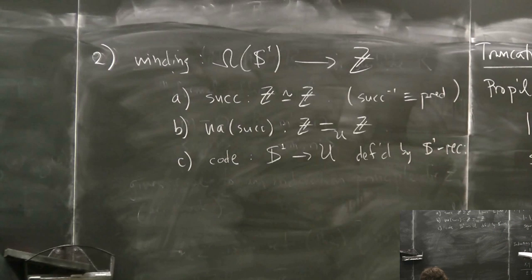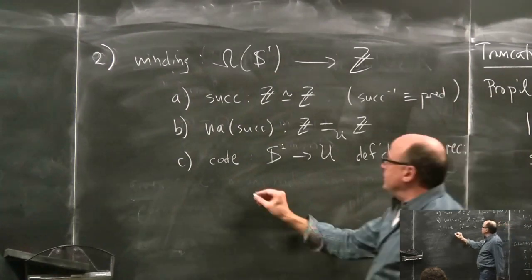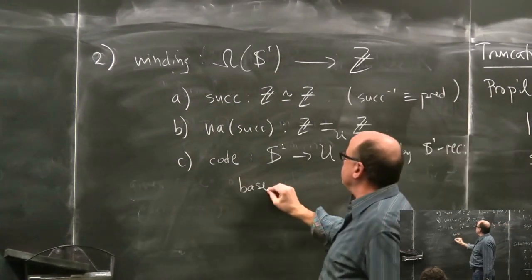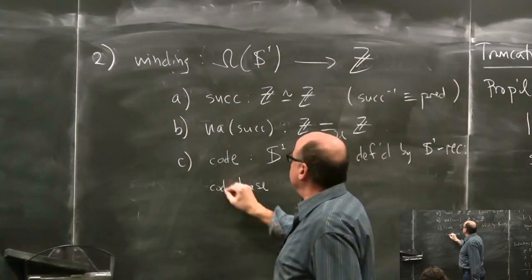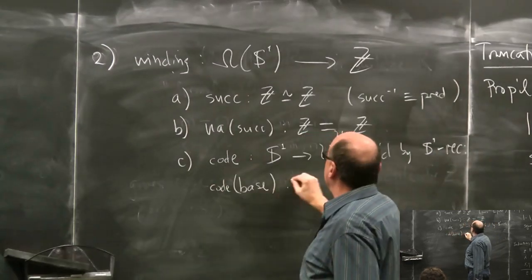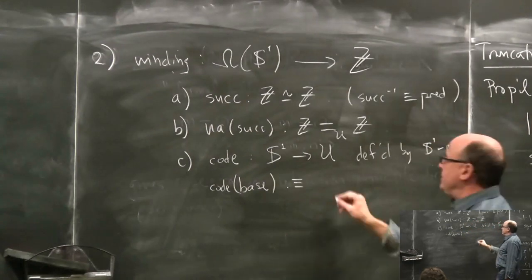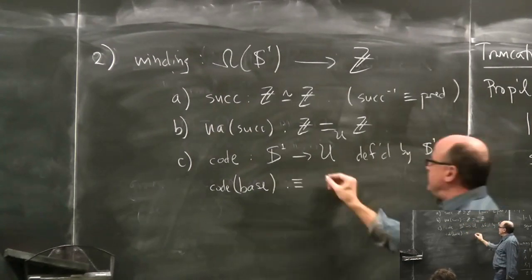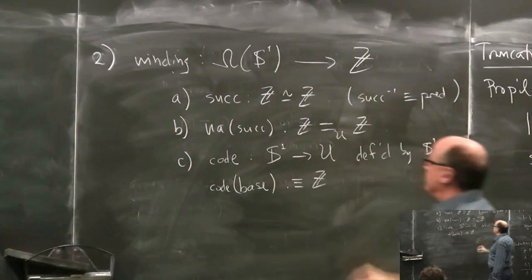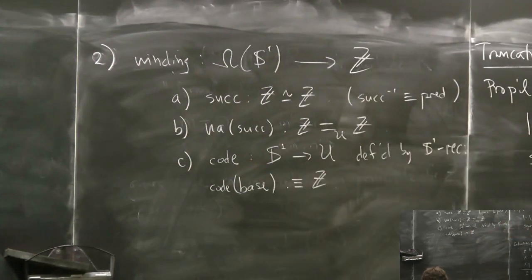Okay, so here's what I'm going to do. I'm going to send, and now here's this notation we've used a few times. Let me write it like this. I'll say code of base is defined to be, definitionally, what is it going to be? It wants to be in Z, so in U. So I'm going to give it a type, which is Z.